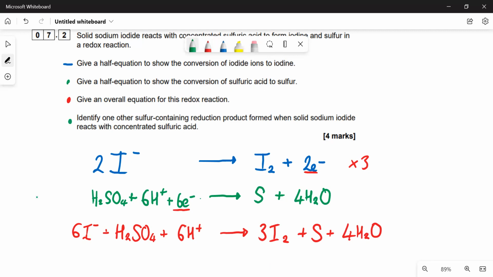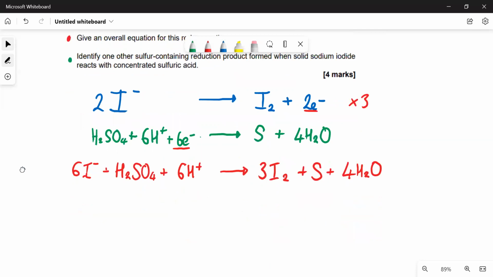Finally, this question here now, it says identify one of the sulfur containing reduction products formed when sodium iodide reacts with conc sulfuric acid. So we don't just get sulfur, you can reduce the sulfuric acid with iodide.